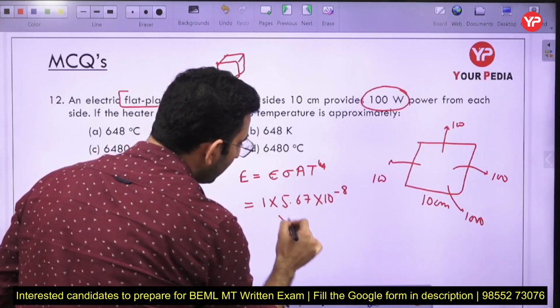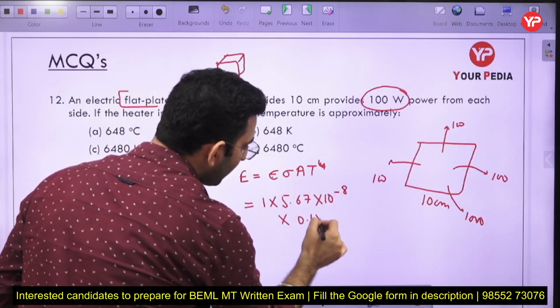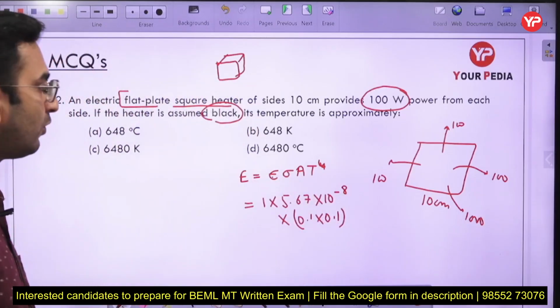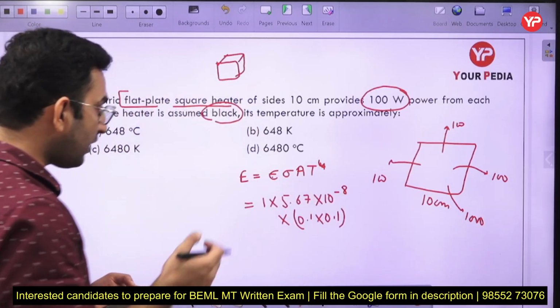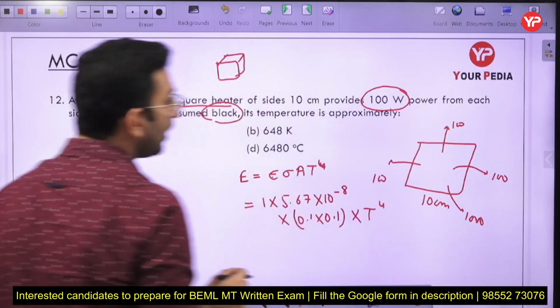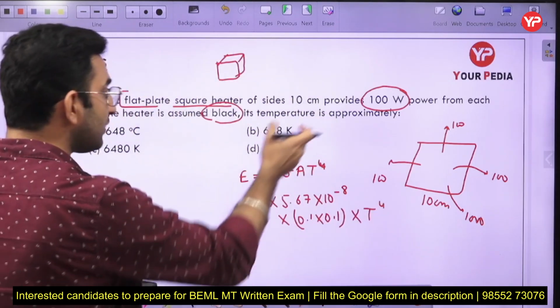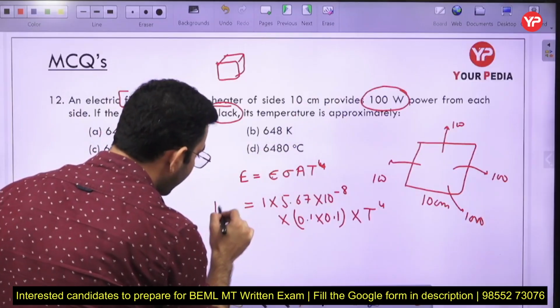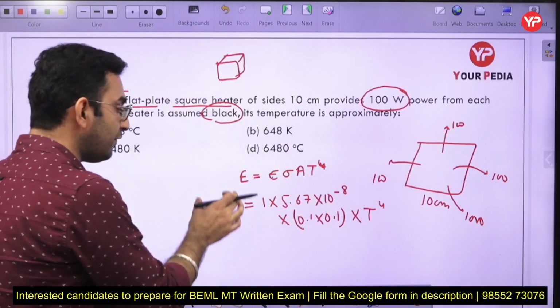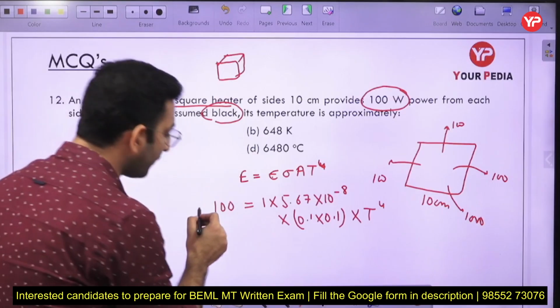Area is around 0.1 multiplied by 0.1 here. This will be the total area of the square side heater. Okay, now coming back to the next part, we have to find out the temperature. So it is an unknown quantity here, and correspondingly how much total power is emitting, so that is 100 here. So this much total amount of energy which is being emitted here is given to you as 100.